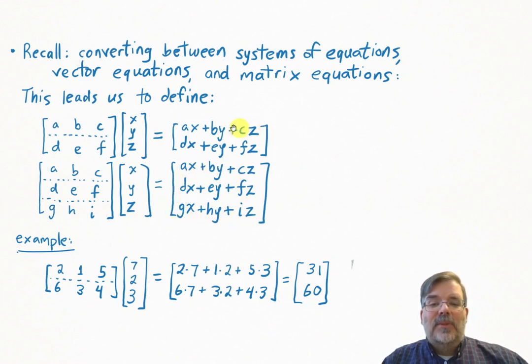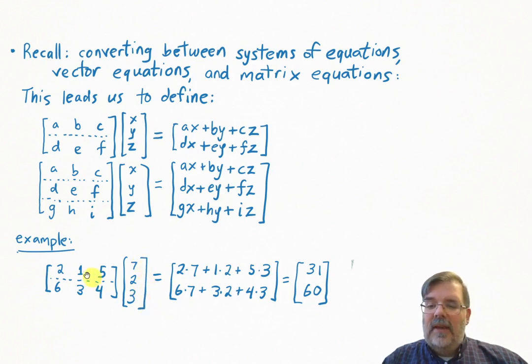And in both cases we see this dot product-like calculation occurring for each of the components, and in each case we think of taking the coefficient matrix and partitioning it into row vectors, which are then dotted with this vector of variables. As a completely numeric example, let's say we had the matrix 2, 1, 5, 6, 3, 4 times the vector 7, 2, 3.